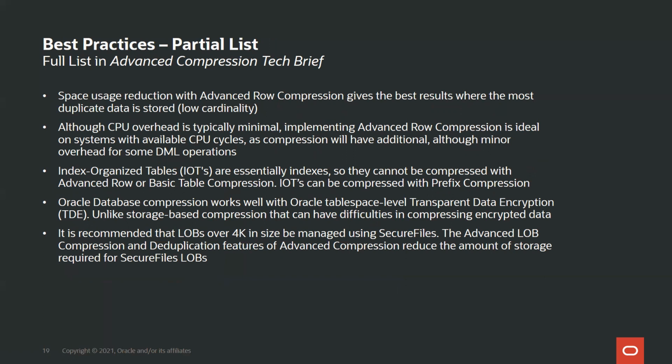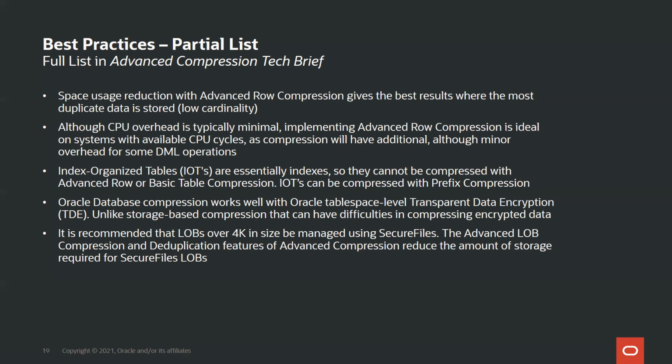Although CPU overhead is typically minimal, implementing advanced row compression is ideal on systems with available CPU cycles, as compression will have additional, although minor, overhead on some DML operations. If you're short of CPU resources, compression is not going to help that. Compression will help if you're short of I/O resources. If you're I/O bound, compression can be very useful in that environment. If you're CPU bound, I would not expect much benefit there because, like I mentioned earlier, there is some additional CPU overhead. It's not that much, but if you're already short of CPU resources, that could be an issue.